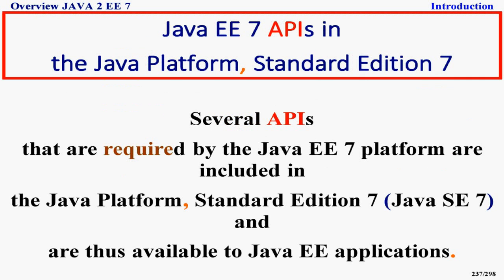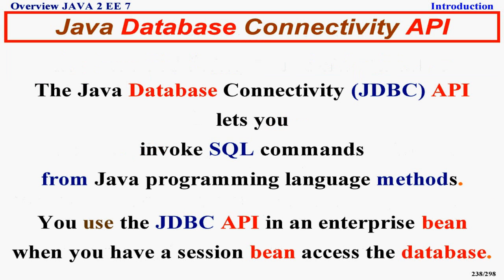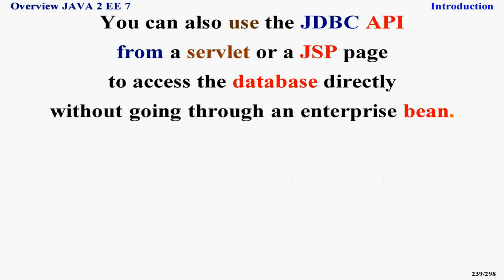Java EE 7 APIs in the Java Platform, Standard Edition 7. Several APIs that are required by the Java EE 7 platform are included in the Java Platform, Standard Edition 7 (Java SE 7) and are thus available to Java EE applications. Java Database Connectivity API. The Java Database Connectivity (JDBC) API lets you invoke SQL commands from Java programming language methods. You use the JDBC API in an enterprise bean when you have a session bean access the database. You can also use the JDBC API from a servlet or a JSP page to access the database directly without going through an enterprise bean.